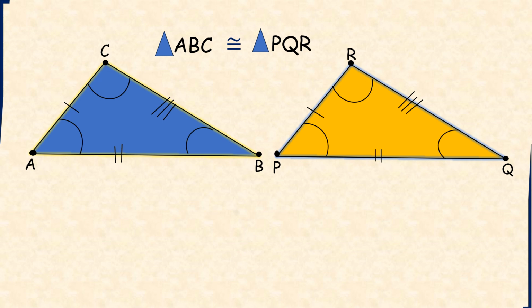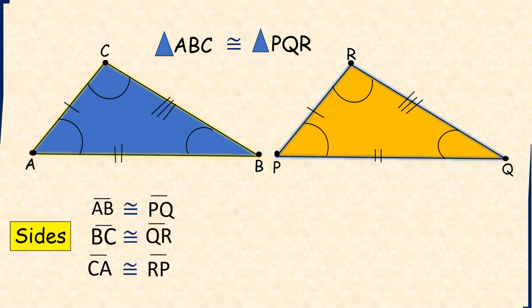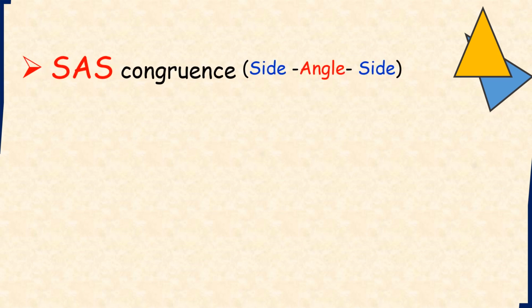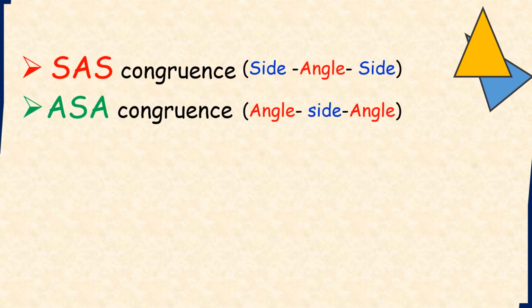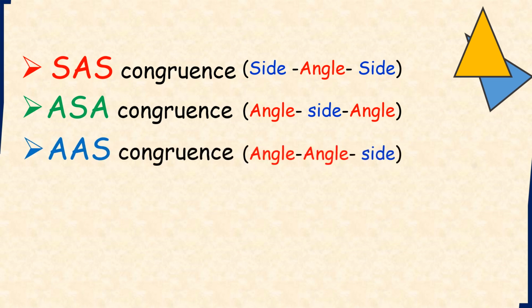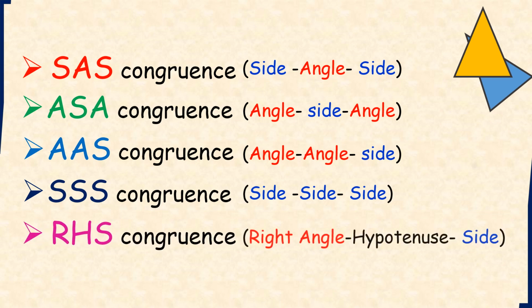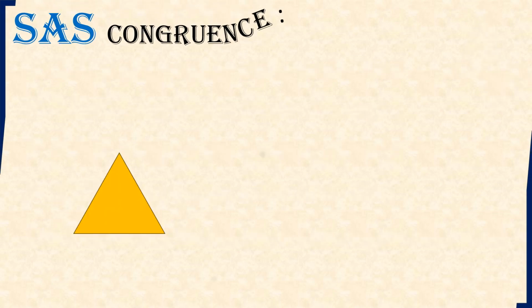Two triangles are congruent if and only if their corresponding sides and corresponding angles are congruent. Here are the criteria that can be used to show triangle congruence. They are side angle side congruence, angle side angle congruence, angle angle side congruence, side side side congruence, right angle hypotenuse side congruence.